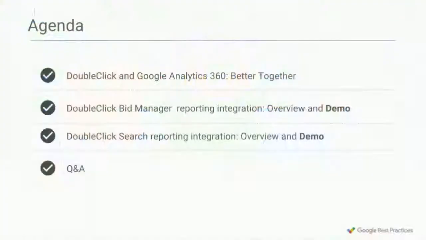All right, so let's go ahead and take a look at that agenda. Today we're going to talk about a few things. We're going to talk about DoubleClick and Google Analytics 360 and how they are really better together, and that those integrations really make both of them stronger products. Then we're going to talk about DoubleClick Bid Manager and the reporting integration and give you an overview and then a demo of what that looks like in Google Analytics. And then we're going to do the same for DoubleClick Search. And then finally, we will end with taking all of your questions and hopefully giving you guys some pretty good answers for those.